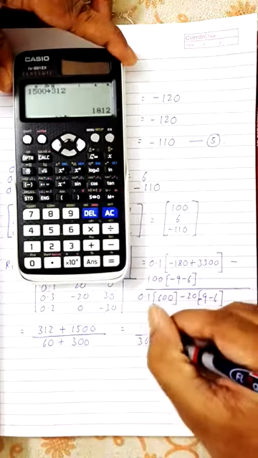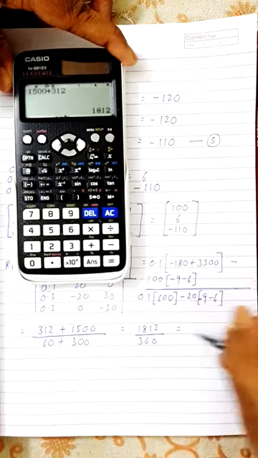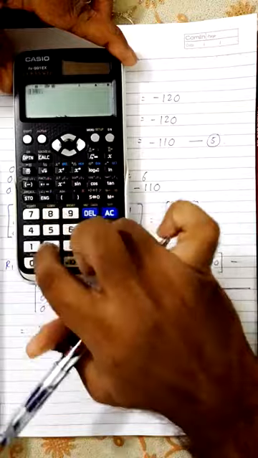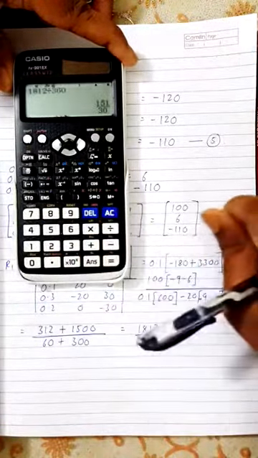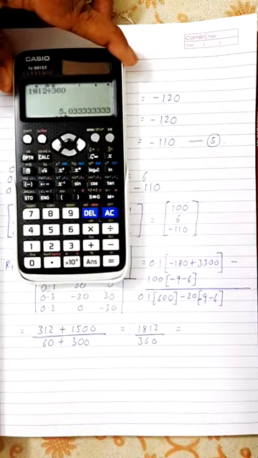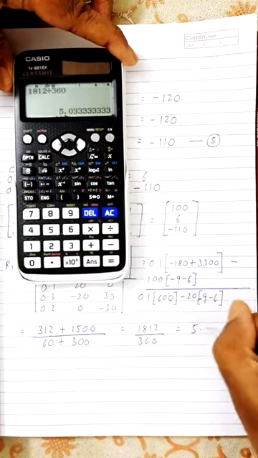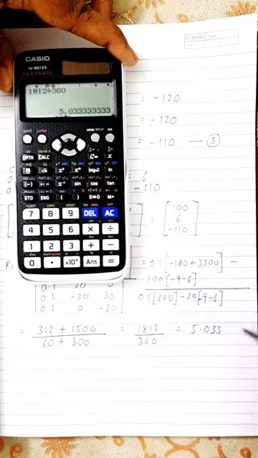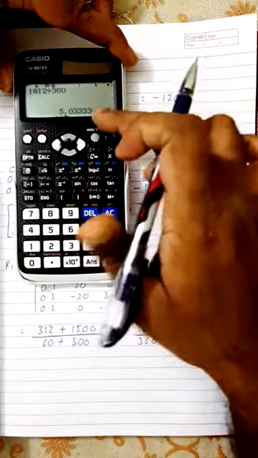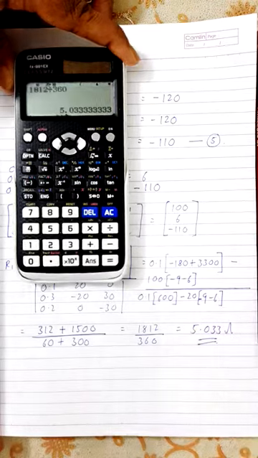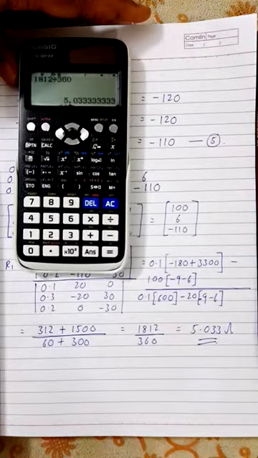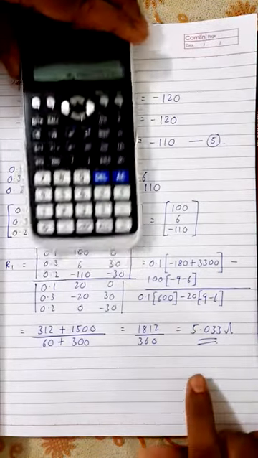We have 1812, which means R1 is 1812 divided by 360, which is 5.033 ohms. This is the same answer I got in the previous problem. Even when I did the node analysis, I got the same answer, that is why I'm confident this answer is correct, okay? Anyway, I can make a mistake, so please check if you all got the same answer, okay?